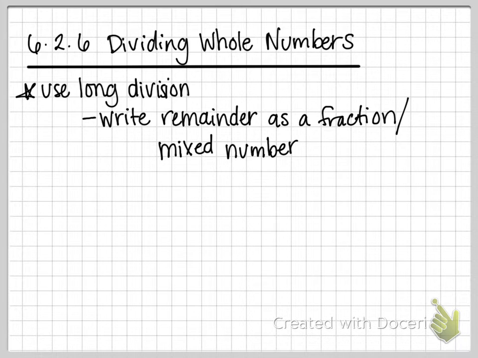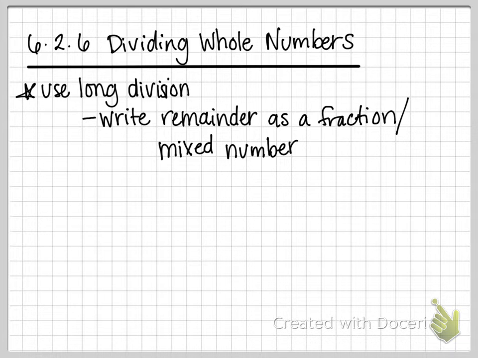Have we done this before? The remainder as a fraction? Yeah. With what? How did you guys do it? Division? Oh. Okay.